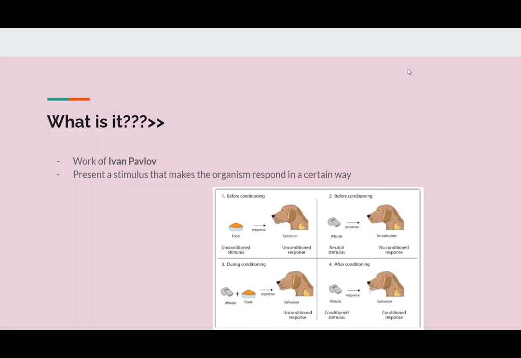Classical conditioning is most closely associated with the work of Ivan Pavlov, which is why it is also known as Pavlovian conditioning. Classical conditioning involves presenting a stimulus that makes the organism respond in a certain way. When paired with another non-related stimulus, the organism forms an association between the two. The non-related stimulus begins to evoke the same response that the original stimulus does.